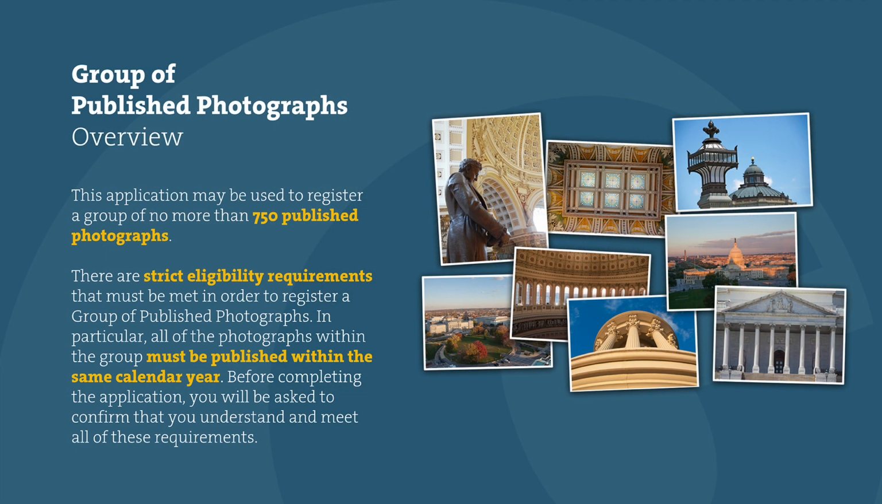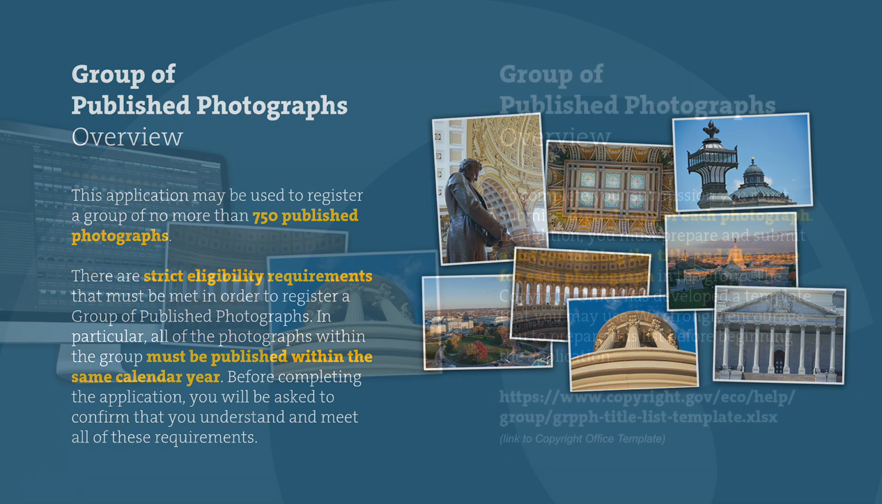This application may be used to register a group of no more than 750 published photographs. There are strict eligibility requirements that must be met in order to register a group of published photographs. In particular, all of the photographs within the group must be published within the same calendar year. Before completing the application, you will be asked to confirm that you understand and meet all of these requirements.